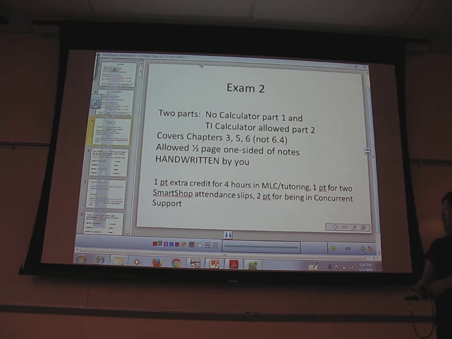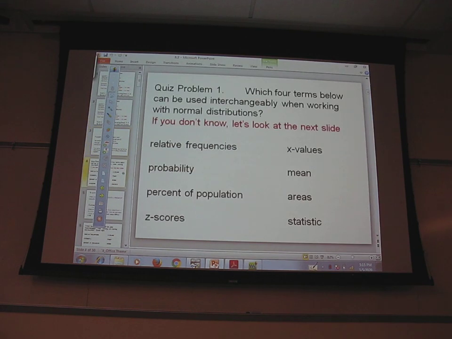Again, that covers chapters 3, 5, and 6, but not 6.4. And you're allowed a half page, one-sided, of notes, handwritten by you. There are also ways of getting extra credit, like before. So bring those in if you need them.